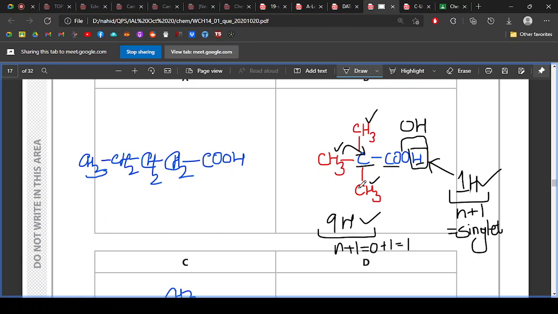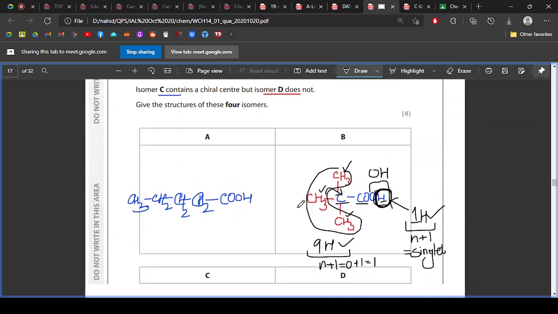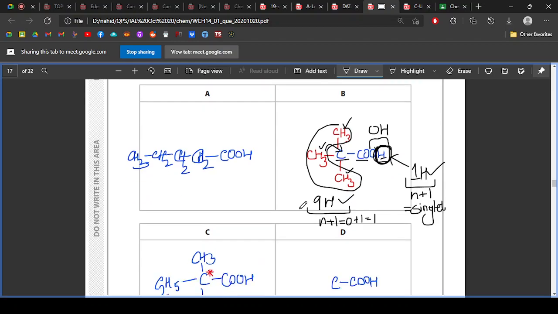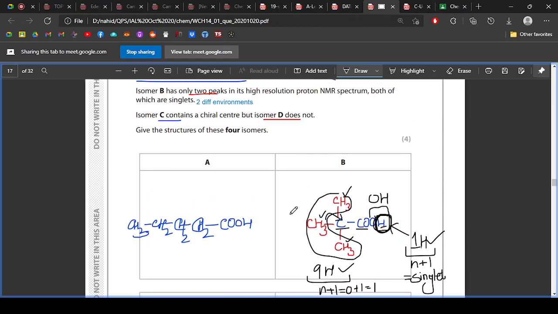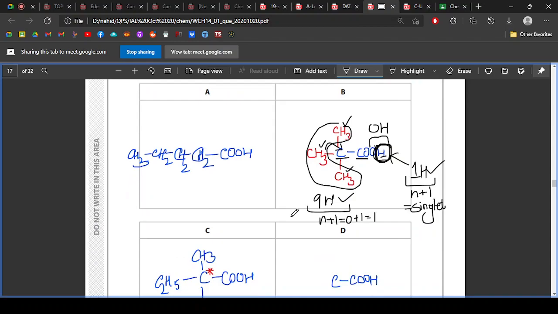This one is singlet, that one is also singlet, and how many different environments? Two different environments. These nine hydrogen atoms have one type of environment, and this single hydrogen has a different environment. So it matches with the information in the question. Do we agree? Okay.